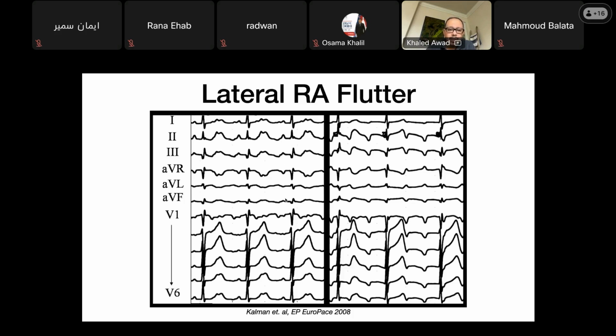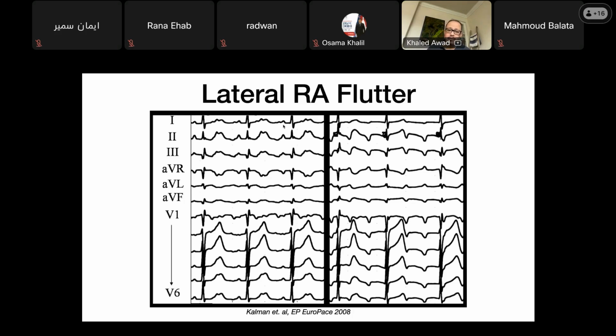And you can see here again, we see the transition. Look, negative in V1, V2, starts becoming positive in V3. When we see that, we think right atrium. And then we see positivity in the inferior leads, so we're coming from something high up. We're also positive in lead 1. And so that is sort of an exit in the crista terminalis. If this is a focal rhythm, then that's a focal atrial tachycardia arising from the crista terminalis.